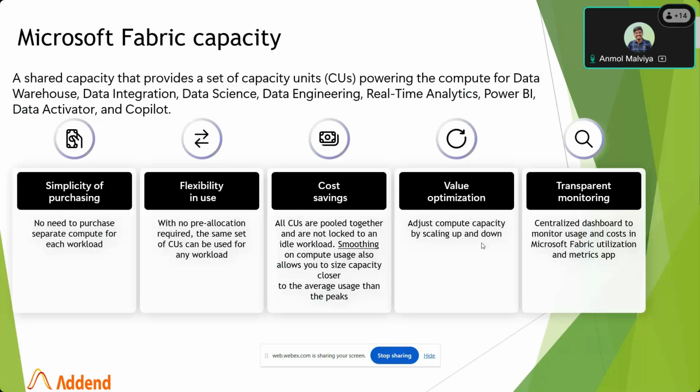So firstly, it simplifies the licensing issue. Then it is flexible to use. No pre-allocation is required, and the same set of capacities can be used for any workload. At the same place, within Microsoft Fabric services, we can create lakehouse, we can create warehouse. Everything can be done at a single place. It is also cost effective, because if we combine the cost of various licenses, it will be higher as compared to Microsoft Fabric. So Microsoft Fabric will reduce the cost. It will also provide value optimization, and it will provide transparent monitoring. So these are a few benefits which we get within Microsoft Fabric.